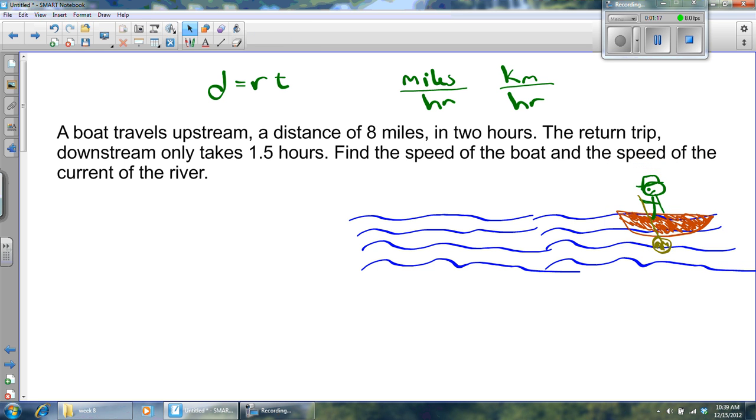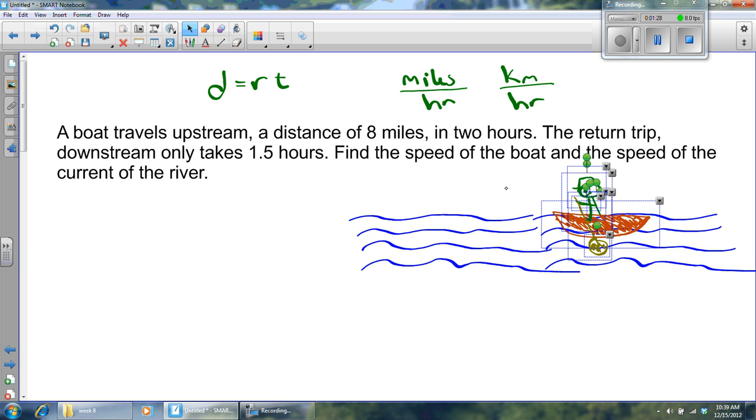Dude, no, I lost my boat. Ah, it all came apart. Here we go. Hopefully it's all back together. I don't know why it keeps doing that.